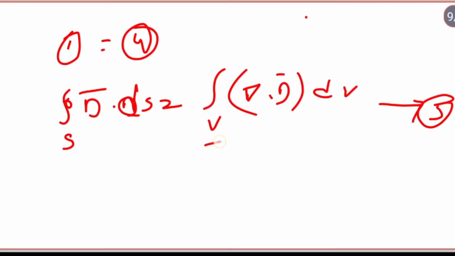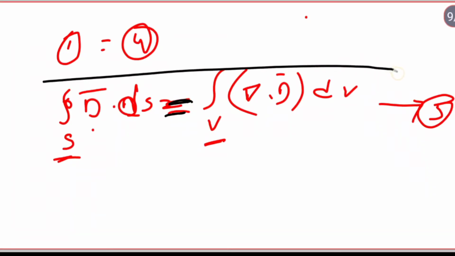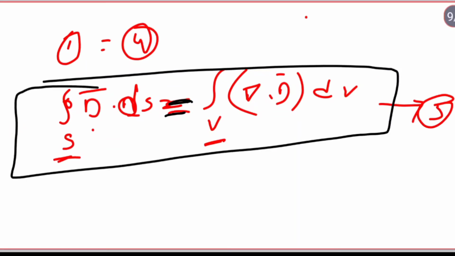It is also called the Gauss-Ostrogradsky theorem. This theorem can be stated as: a surface integral can be converted into a volume integral. The surface integral D dot ds equals the volume integral del dot D dv. The main purpose of the divergence theorem is to convert a surface integral into a volume integral. That we have to remember.